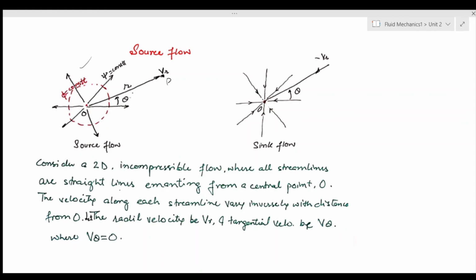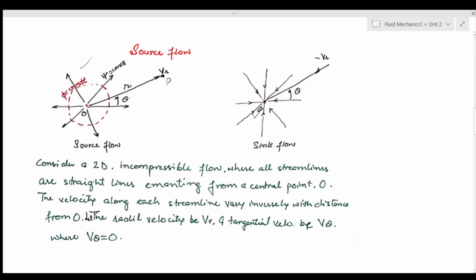So source flow is when velocity lines are moving outwards from the center, and sink flow is when the velocity vectors are converging towards a center O, which you can see here. The velocity lines and my streamlines are moving towards a center. So source flow and sink flow are one and the same. I can use a negative sign for one and positive for another, and source and sink flow would be the same thing.